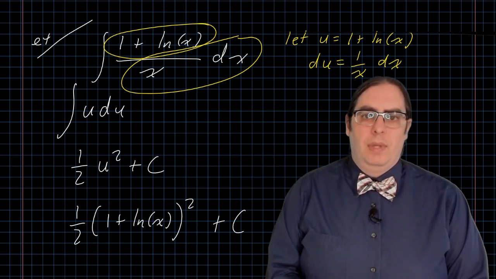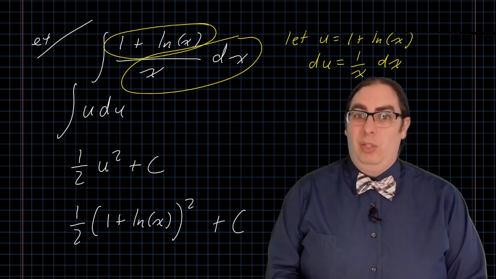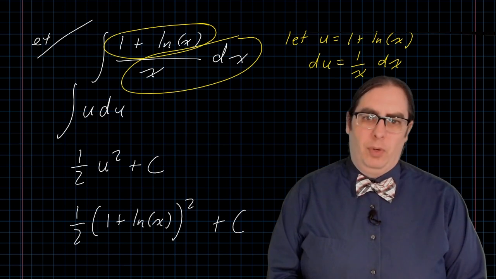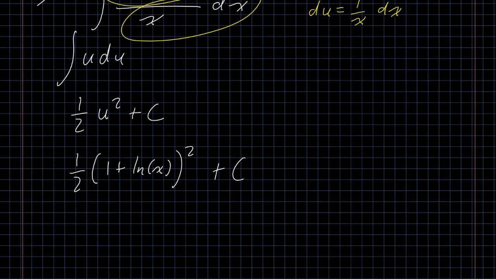I think that's everything I have on this one. Nothing new here, just a whole bunch of same old in ways that you've never thought of before. Let's wrap up with one for you to try. How about the integral of 2x dx over the square root of 4 minus x squared?